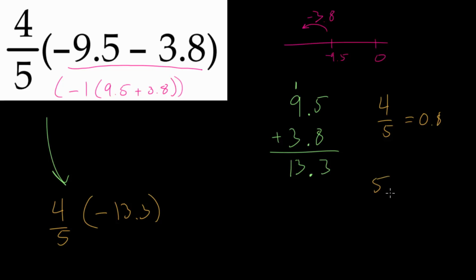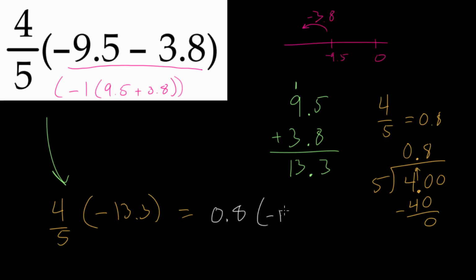We have 5 dividing into 4, and we'll need to make some space. We'll add in some decimals and some zeros after that. 5 goes into 4 0 times. We bring up the decimal. 5 goes into 40 8 times. And when we find the remainder, we can see that the remainder is 0, so this is equal to 0.8. So let's rewrite this as 0.8 multiplied by minus 13.3.